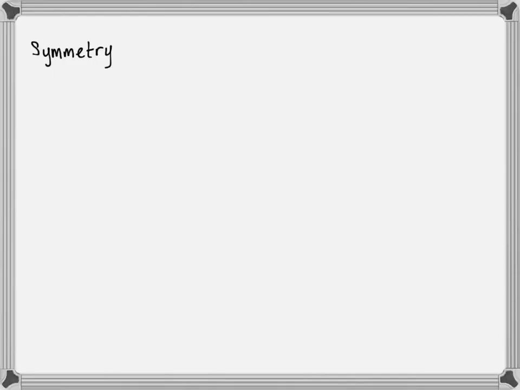Symmetry. When looking at graphs, symmetry might seem a little bit simpler to determine, but you can also determine symmetry of a graph based upon its equation. And we're talking about three different types of symmetry here.